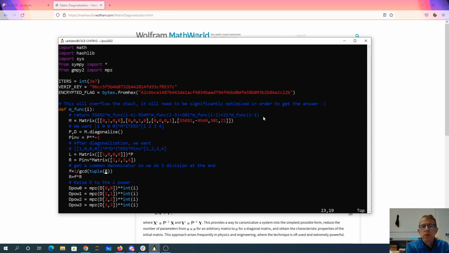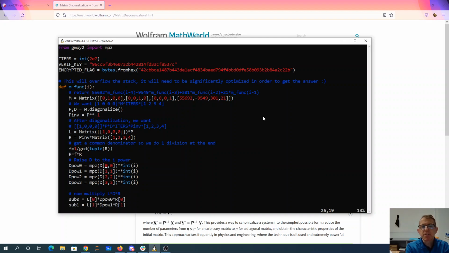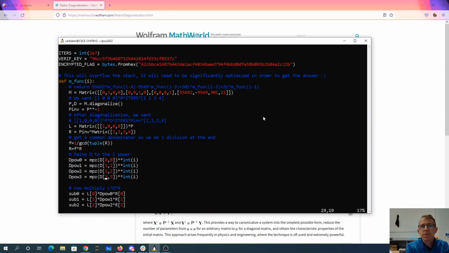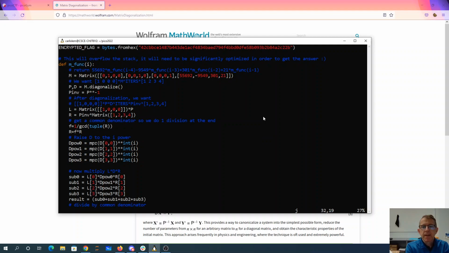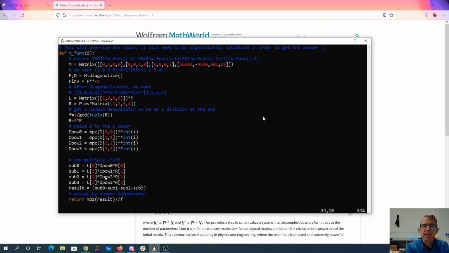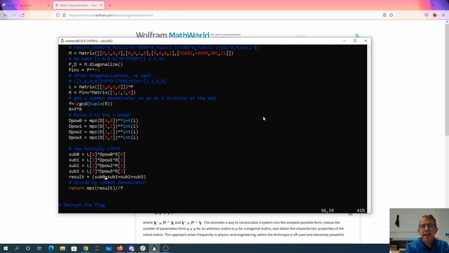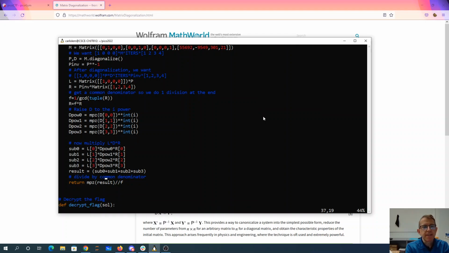Because I only want to do integer division, since I'm worried about rounding and terrible things, I compute the GCD of everything in R, and I multiply R by that. We'll divide by that F later to cancel that out. In the diagonal matrix, I'm going to raise each of those to the I power, which is that 20 million. I'm using MPZ to make that math go fast. Then I'm doing the multiplication of the L and the R. Then I add it together and I divide by F. So that's the answer.